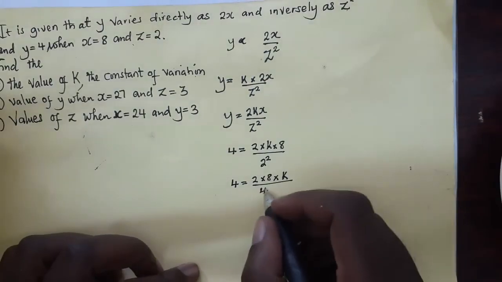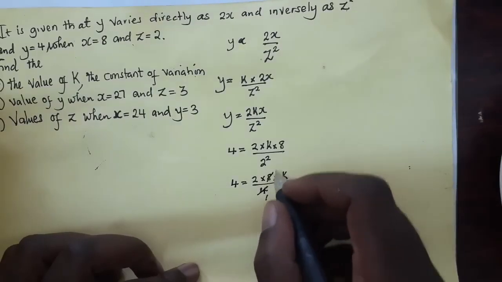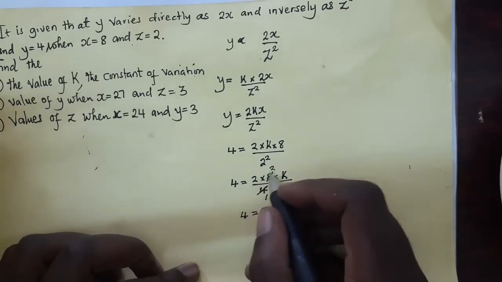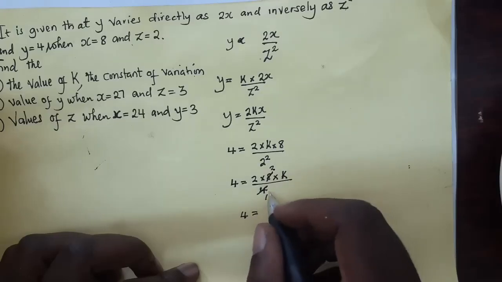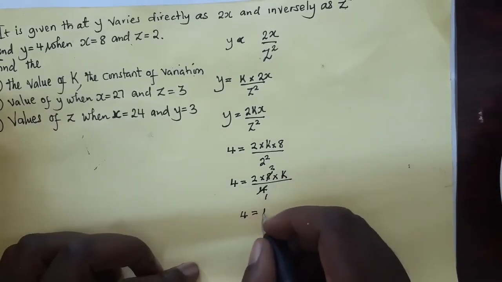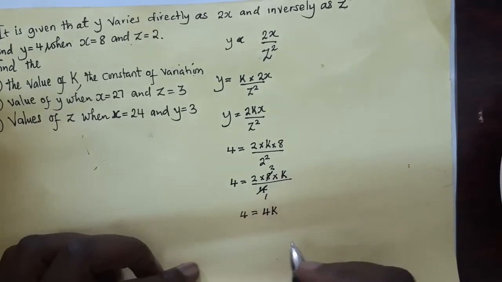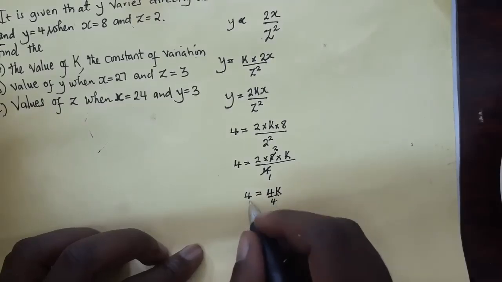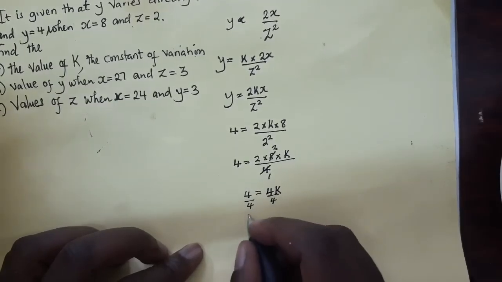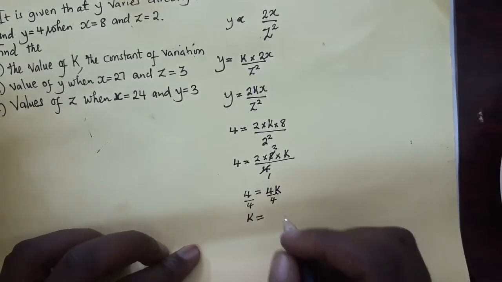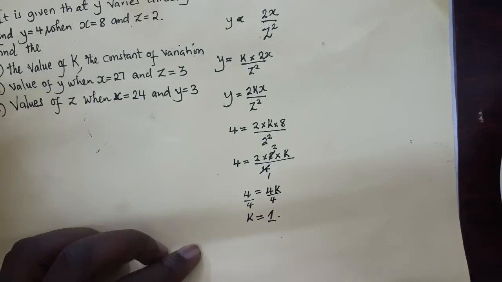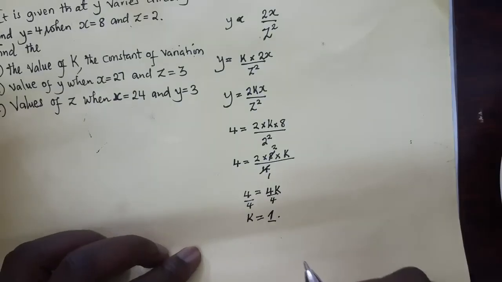Then 4 into 4 is 1, 4 into 8 is 2. So I'm going to have 4 is equals to 2 multiplied by 2, it is 4. Then 4 multiplied by k, we're going to have 4k. Alright? So, to find the value of k, we're going to divide both sides by 4. Therefore, k is equals to 1. Are we there? The value of k is 1.